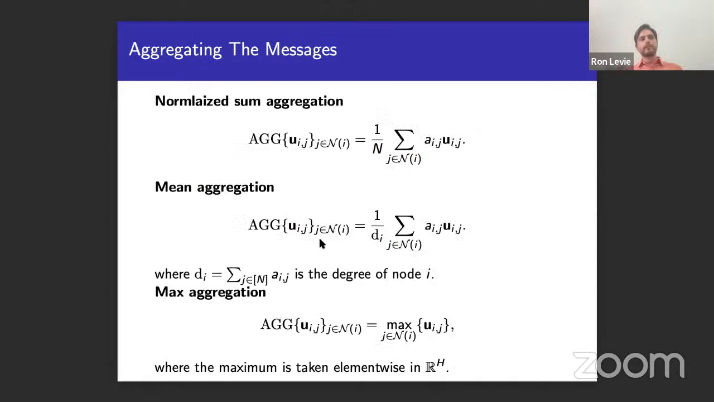So I'm going to focus in this talk on normalized sum aggregation. What we do is sum the messages and divide by the total number of nodes in the graph. Usually the popular types of aggregation are sum aggregation and max aggregation. Normalized sum aggregation is related to sum aggregation, but it's not sensitive to the size of the graph. In data sets, the performance of normalized sum aggregation is usually comparable to sum aggregation. So this is the type of aggregation I'm going to focus on in the construction.